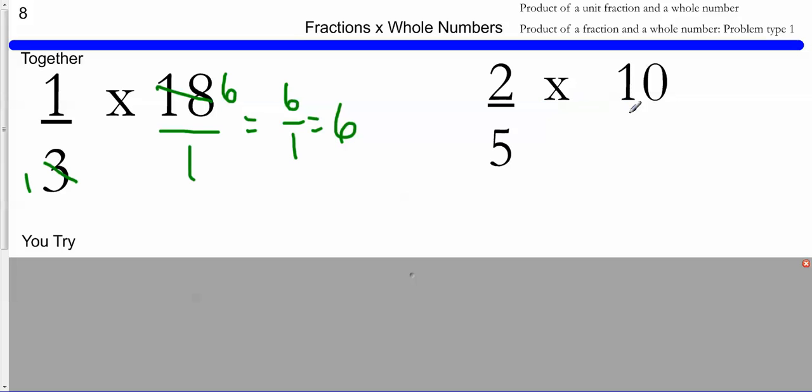Moving along, again, I'm going to make my whole number a fraction. I can't simplify the 2 and the 1, but I can simplify the 5 and the 10. So 2 times 2 is 4. 1 times 1 is 1. So I get 4 over 1, which equals 4. Okay. So go ahead and give the video a pause and do the you try, and then unpause it and see how you did.